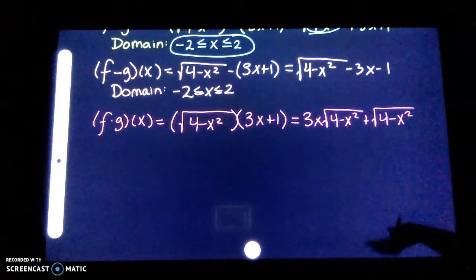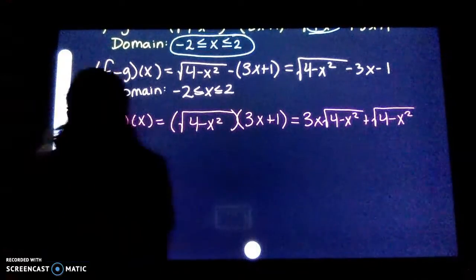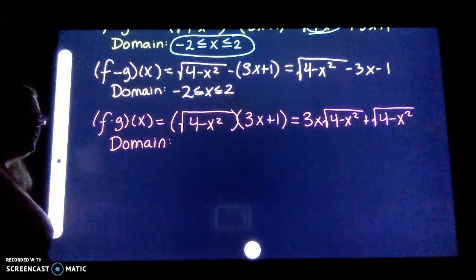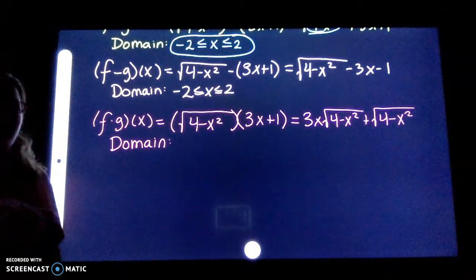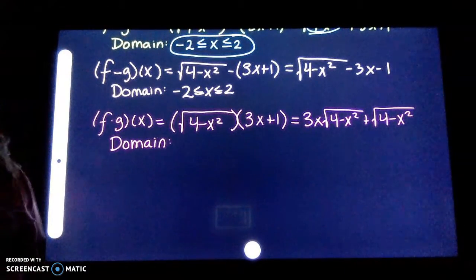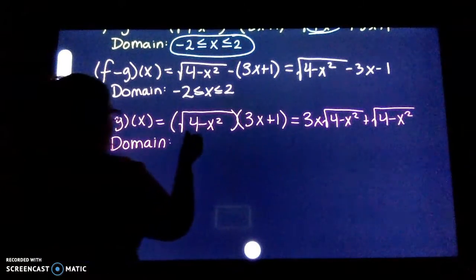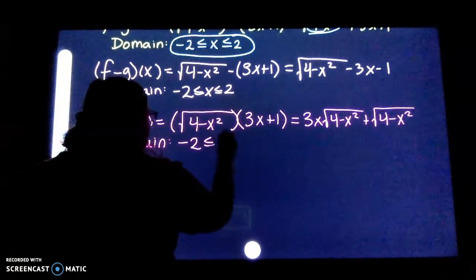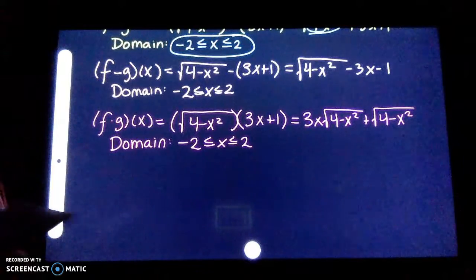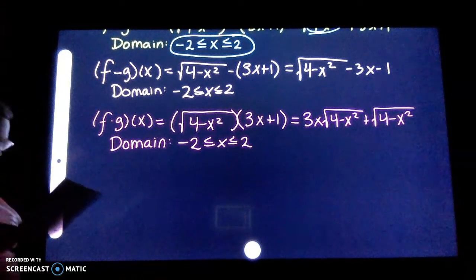But I can still find my domain from here, correct? Well, what do I notice about my domain? Is it going to be any different than the previous problems? No, because my radical hasn't changed. And I don't have anything else that would be an exception to my domain values. So my domain still runs negative 2 to positive 2.